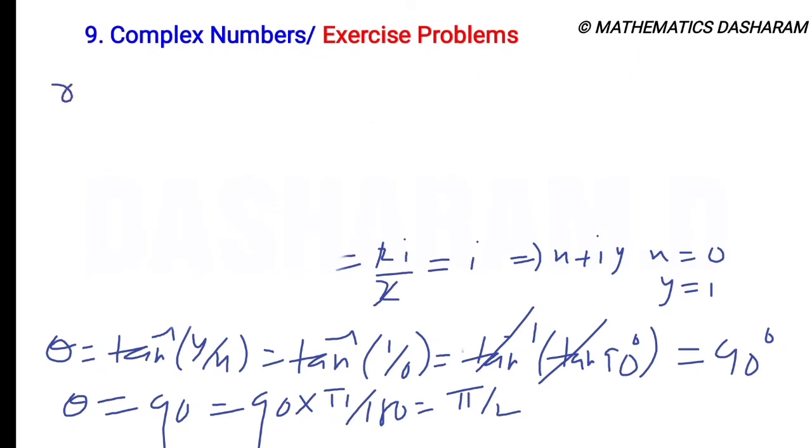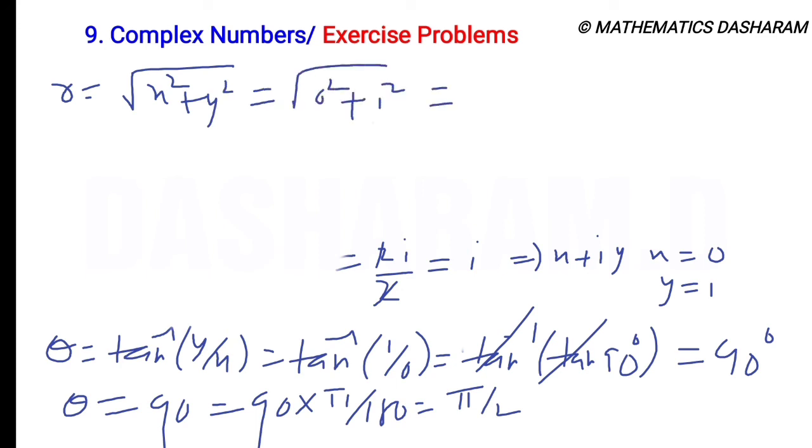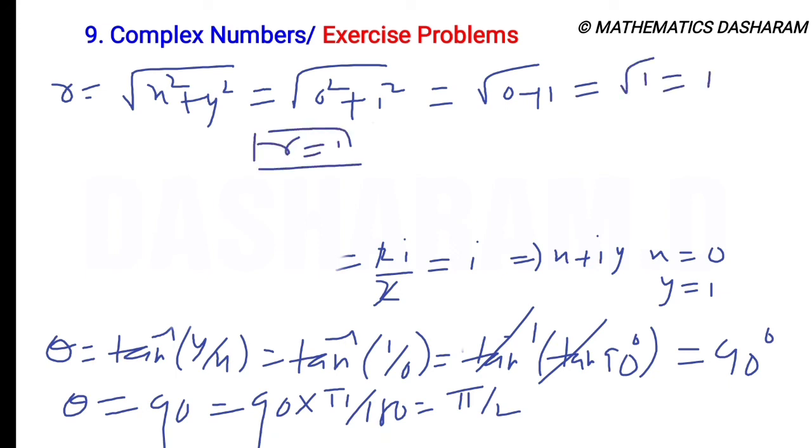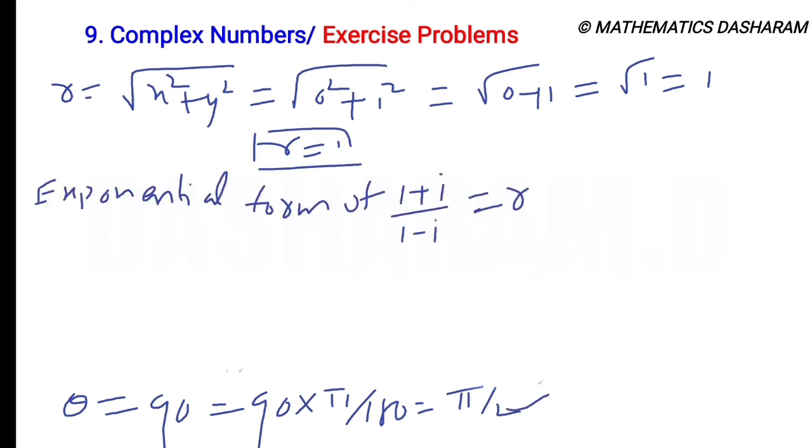Next, r equals under root x square plus y square. So x value is 0, square, and y value is 1, square. So 0 square is 0 plus 1 square is 1, so it equals root 1, so 1. So r equals 1. With r value 1 and theta value pi by 2, the exponential form is r into e power i theta. So r value 1, theta value pi by 2, so it equals e power i pi by 2, which is the answer.